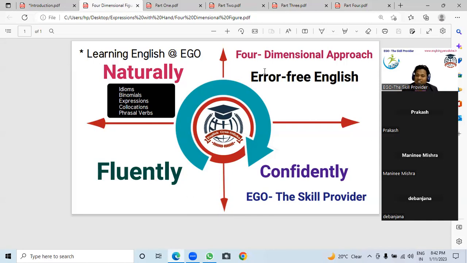Because of xenoglossophobia, we are not able to speak English. And whenever you learn how to speak error-free English, you can speak confidently. With confidence, you can speak English very confidently.